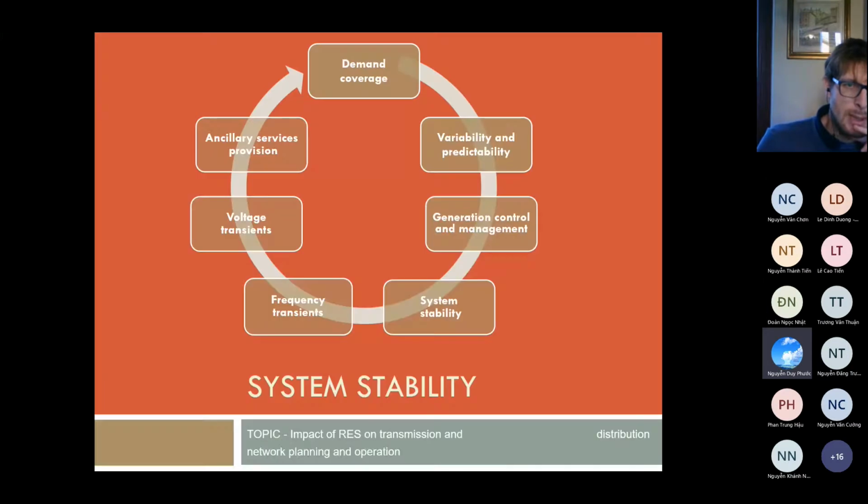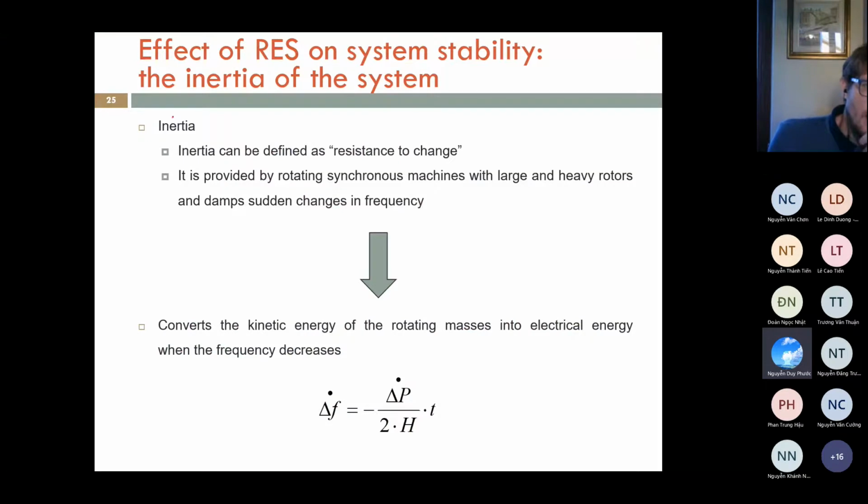Since we were speaking about stability, one of the other issues related to the installation of RES is the inertia of the system. I don't know if you studied the inertia, but basically the inertia can be defined as the resistance to change, okay? So the more a system has inertia, the more the system resists the changes imposed by loads and generators, okay?